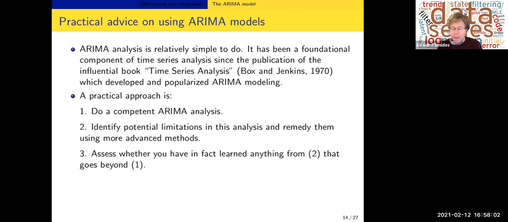And so generally, a practical approach to data analysis of time series is to start with an ARIMA analysis, and either it's successful and you've quickly solved your time series analysis problem, or else you identify potential limitations, and that will generally require more advanced models and methods. And just because you've done something more fancy doesn't mean that it worked out better, but once you have two different analyses, you can compare them and see whether you've learned anything new.